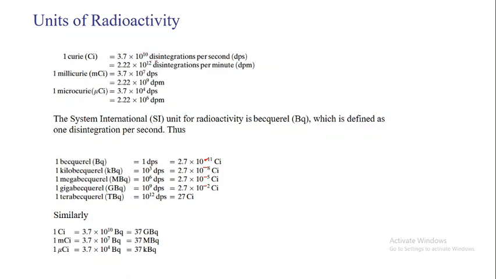In place of this, we can put becquerel. This is equal to giga, since 10 raised to 11 means giga. So this would be 37 gigabecquerel. 1 millicurie is equal to 3.7 times 10 to the 7 becquerel, which is 37 megabecquerel, like that. 1 microcurie is equal to 37 kilobecquerel.